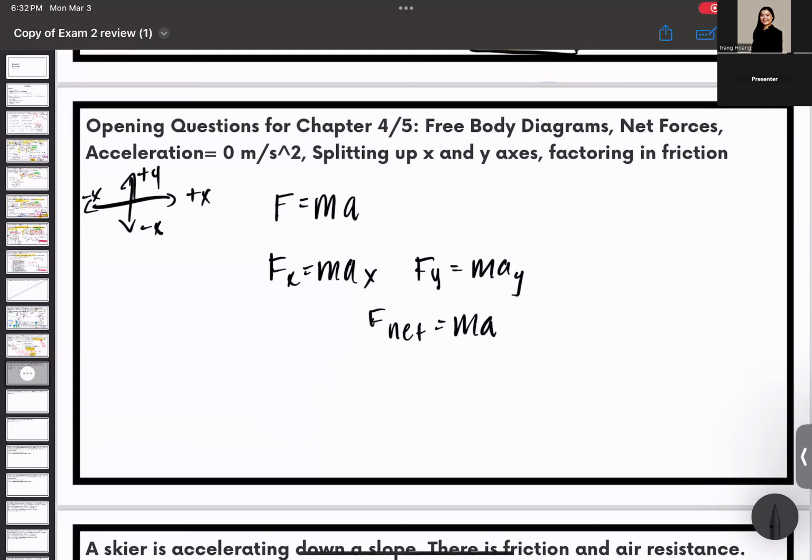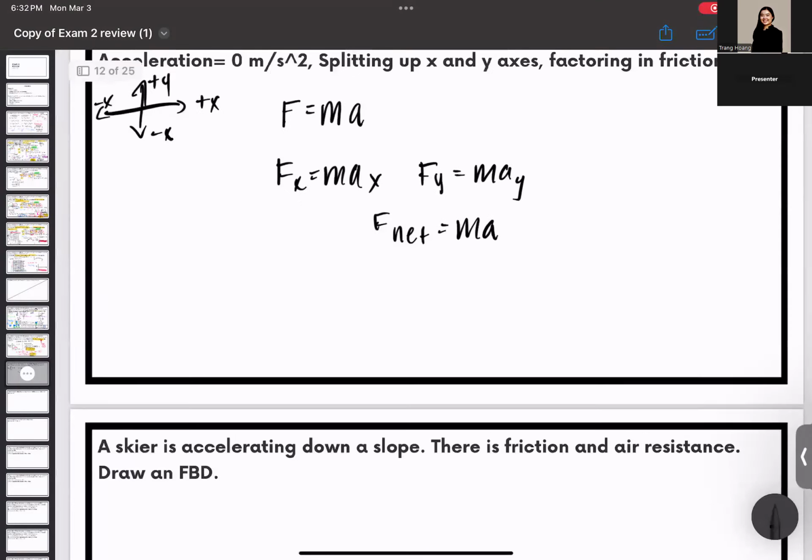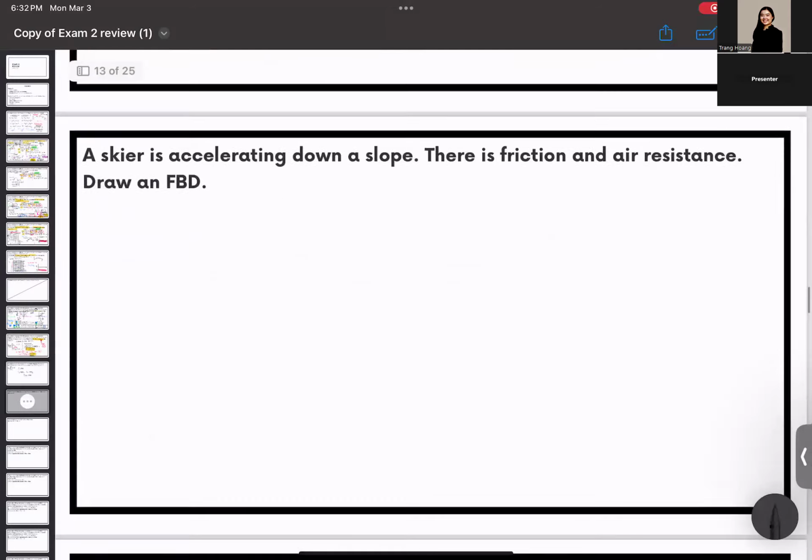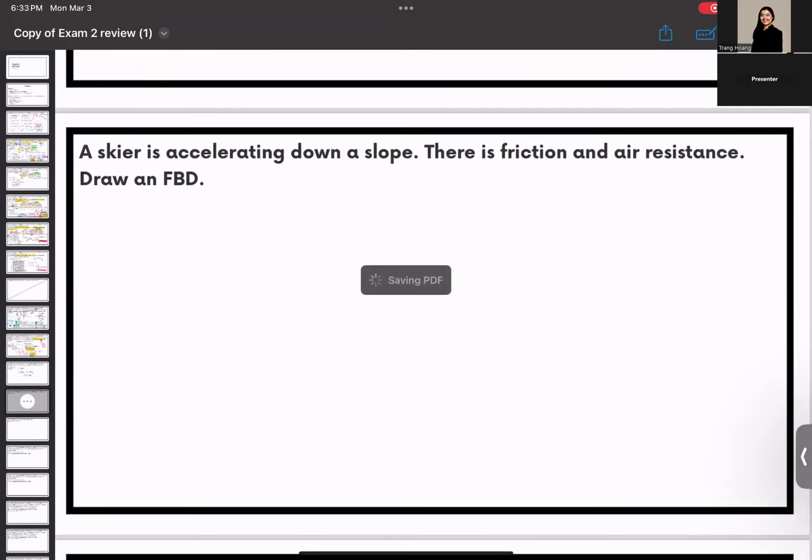It's confusing now, but as I said, the only way that you learn things in physics is through lots of practice and a lot of error, so that you can figure out what you don't know and how you can fix it, okay? So let me move us on to our first practice problem, which is just clarifying how to draw a free body diagram. This one says that a skier is accelerating down a slope, there is friction and air resistance. We need you to draw a free body diagram.